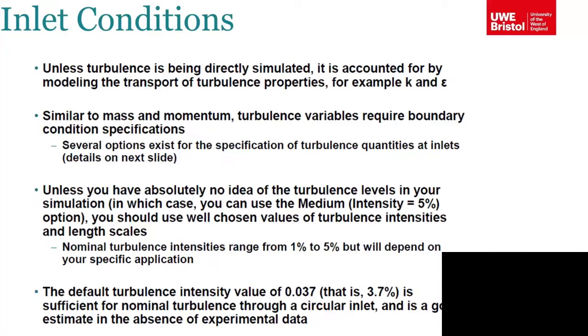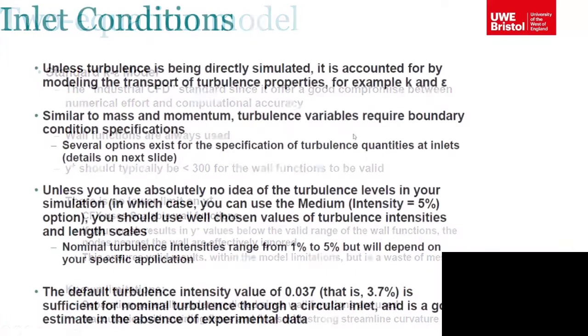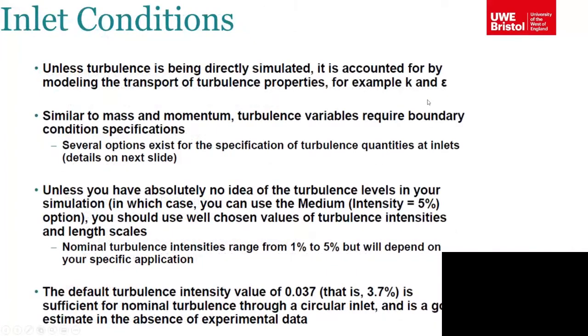If turbulence is not directly simulated, that is DNS, turbulence transport properties are solved using K epsilon and K omega models. Like mass and momentum, turbulence variables also require boundary condition specifications.